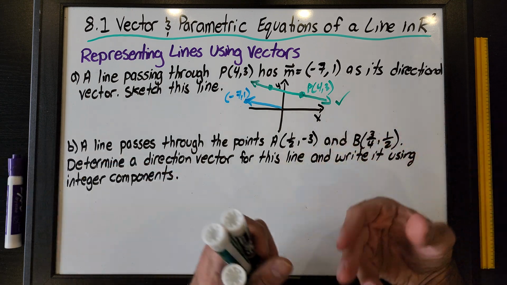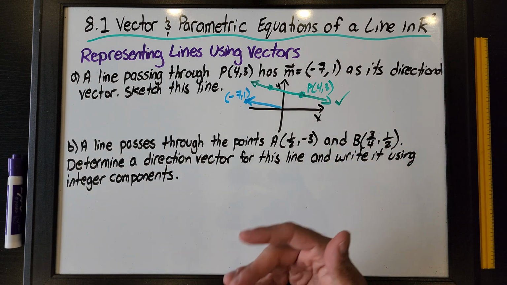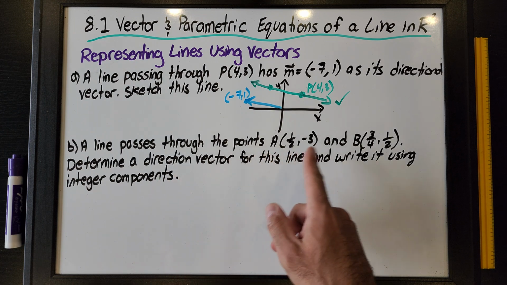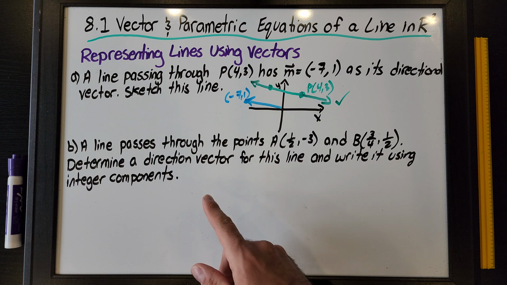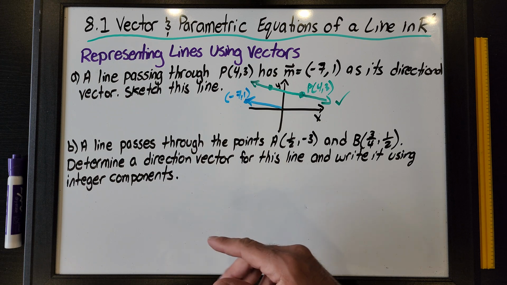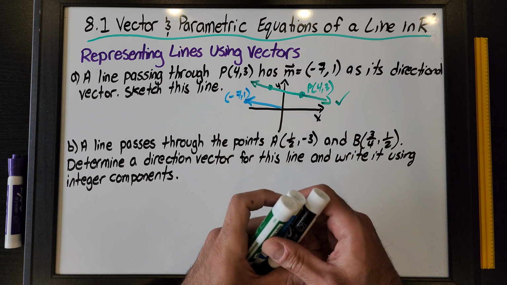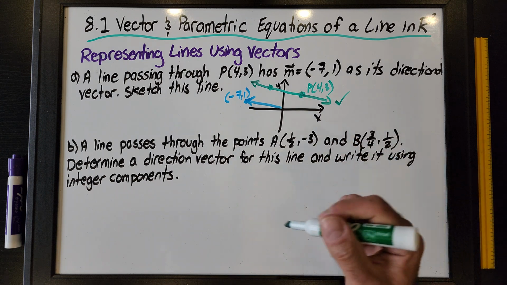Okay, let's move on and think of a line passing through 2 points. How are we supposed to set that up as a vector? Well, a line passes through the points A and B, and we want to determine a direction vector for this line and write it using integer components, so no fractions, right? We want integers here. So let's actually come up with a directional vector first.